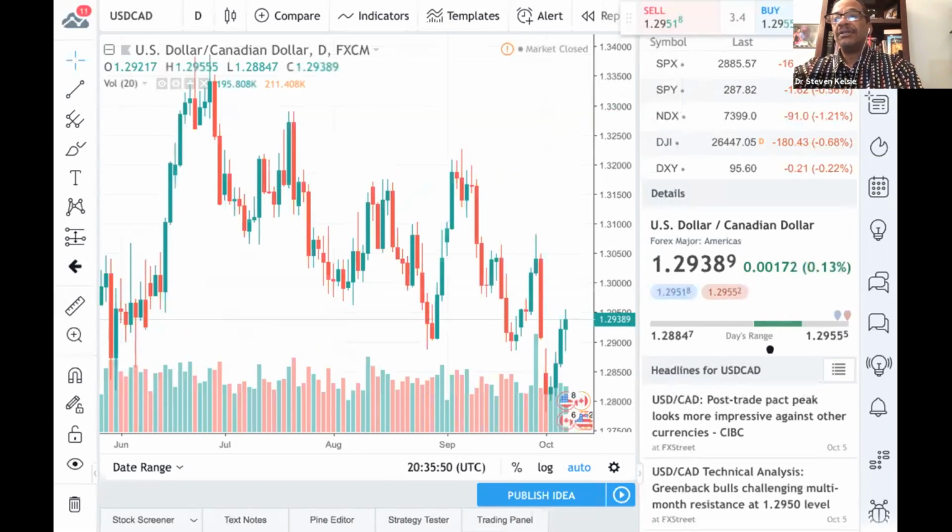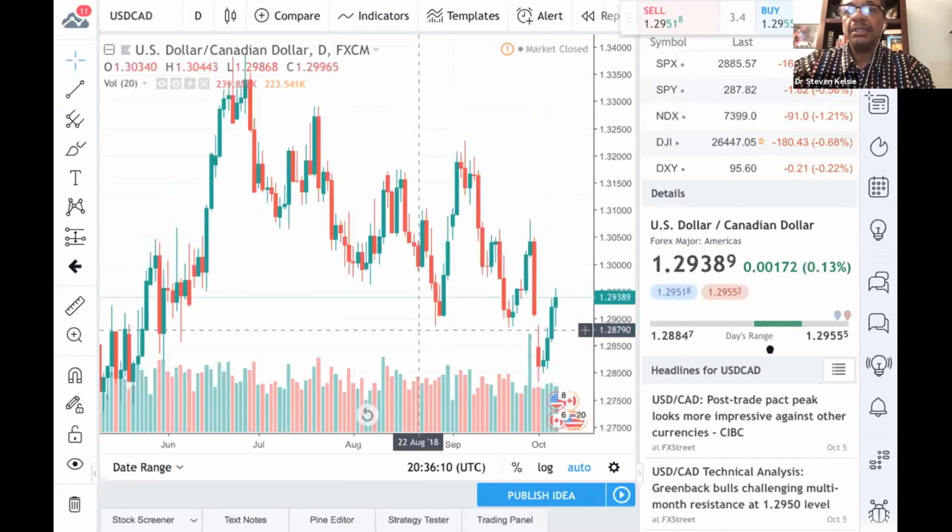USD CAD, downtrend, right? That's for the day. Each candle represents a day. Okay, I know I'm in a downtrend. Let me squeeze this a little bit. I'm in a downtrend. Possible reversal, right?